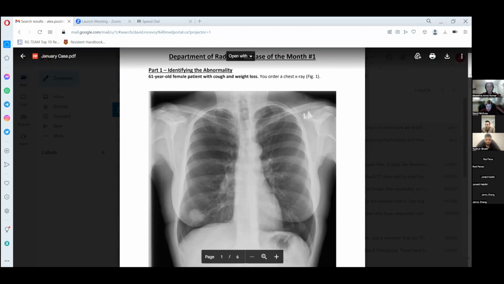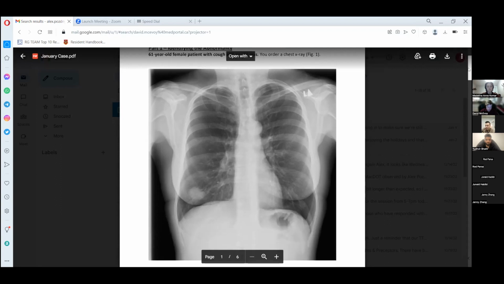And you appropriately order a chest x-ray, which is a very good first step. It's very efficient, time efficient. It's usually very fast. The radiation dose is very low. And you can actually eliminate a lot of pathologies or rule in a lot of pathologies just with a chest radiograph. So you order a chest radiograph and you get this image.